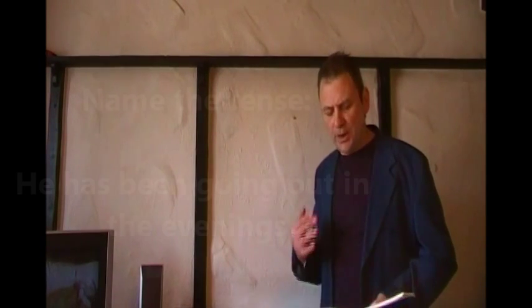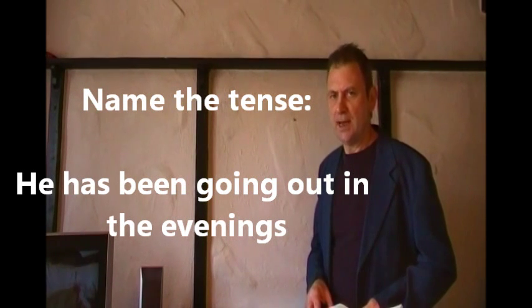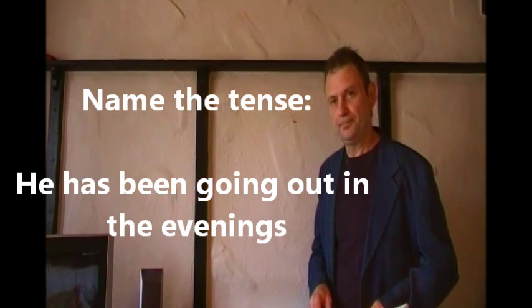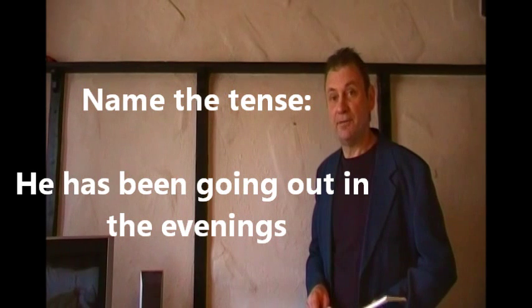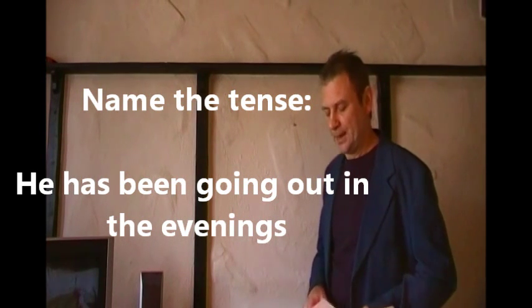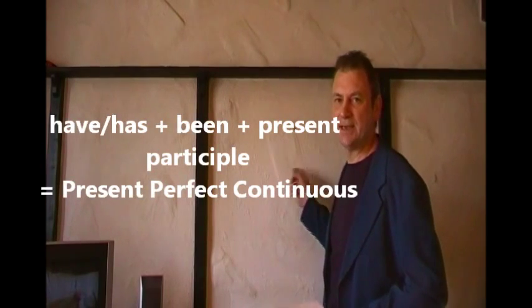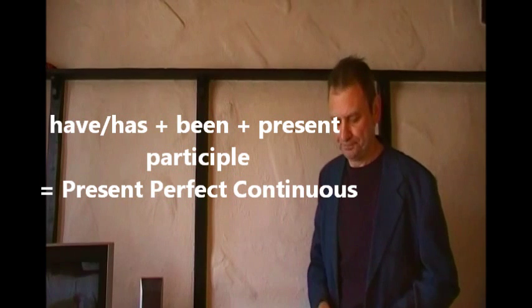He has been going out in the evenings. That there is a present perfect continuous. Has been going. Has plus been plus present participle, in this case it's going, that there is a present perfect continuous.